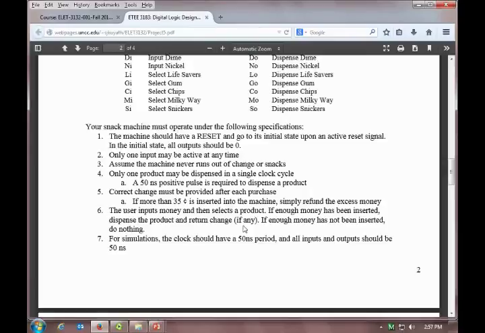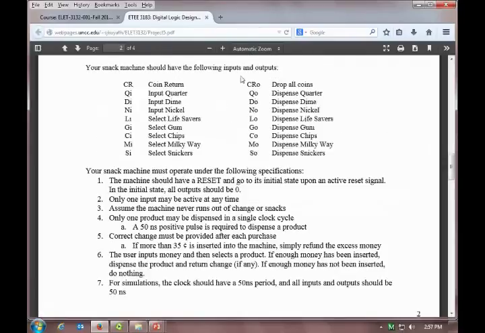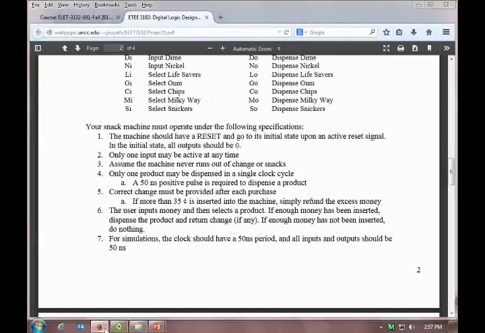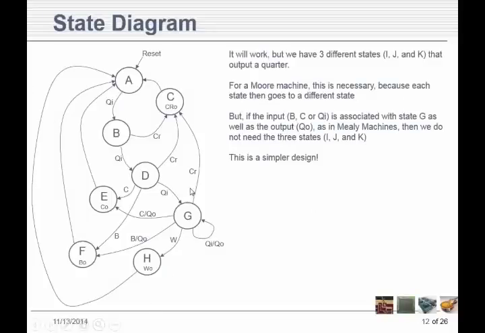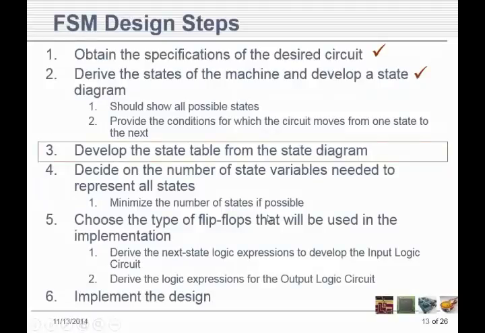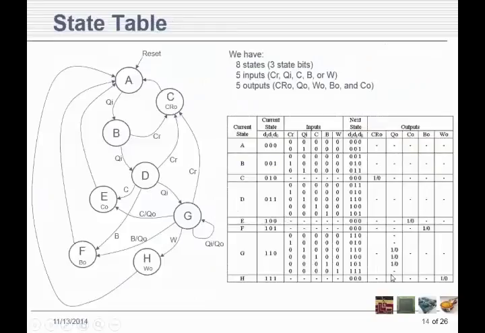Otherwise the rest of them are fairly easy. So this is a lot like that. It should be good to go by. Okay, so we devise a state table.